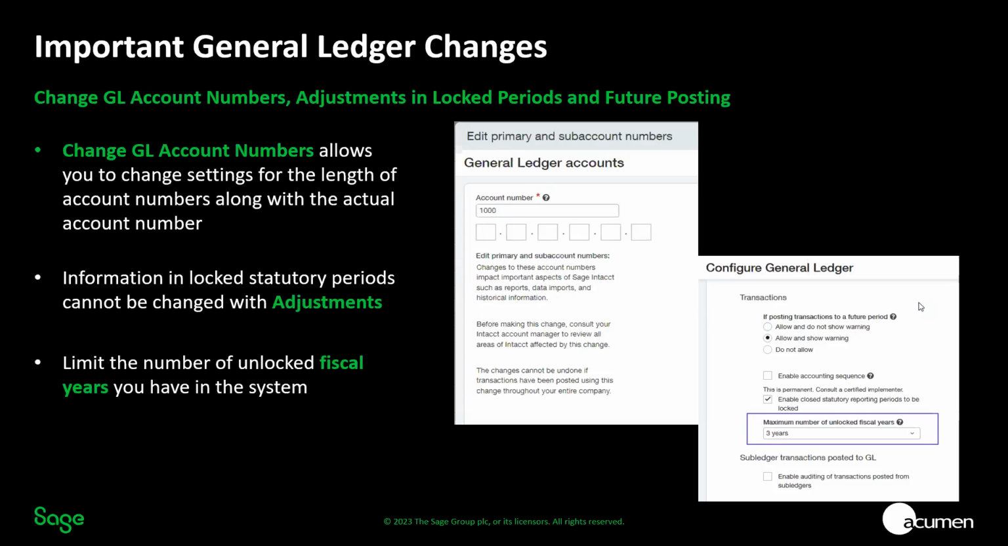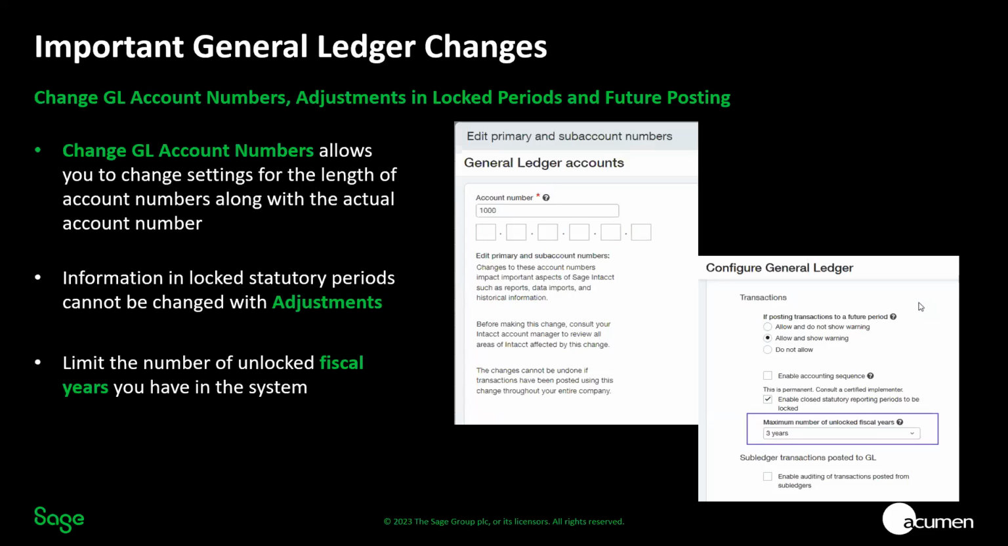Now, the other two important things to note are in the kind of locking of fiscal periods now, right? When we have statutory periods that are locked, you'll no longer be able to change that information with an adjustment. So you won't be able to post an adjustment to a closed statutory period. So you'll be able to safely run reports knowing that your data has not changed once you've closed and locked that particular period for a statutory reporting period.